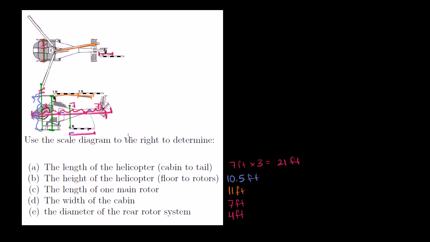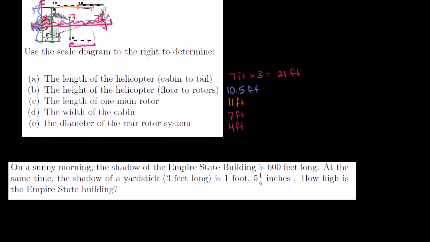So you might have already known how to do this, but now you have a good sense. This is telling us that this little distance on the picture is actually equivalent to a foot, and you just compare it to the actual picture, and you know how big the actual helicopter is. That's all that's going on there. Let's do another scale and indirect measurement problem.